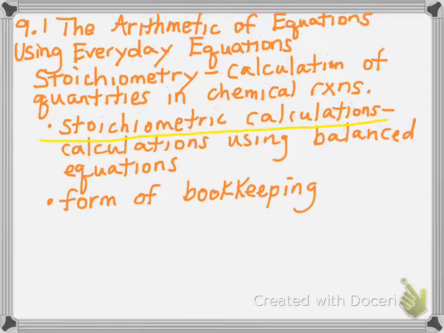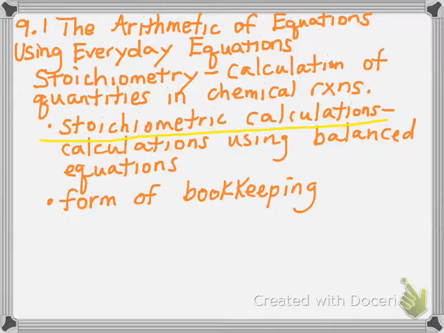So how do pharmaceutical companies, chemical companies, figure out how much reactants they need to start with to produce the correct amount of product that they're selling, that they have an order for? Well, they use stoichiometry. And they use the stoichiometric calculations. So stoichiometry is a chemist's form of bookkeeping.